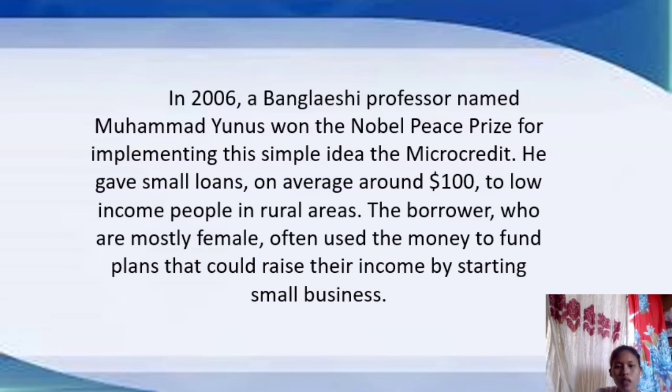Okay, so in 2006, a Bangladeshi professor named Muhammad Yunus won the Nobel Peace Prize for implementing this simple idea, the microcredit. He gave loans averaging around $100 to low-income people in rural areas. The borrowers, who are mostly female, often use the money to fund plans that could raise their income by starting small businesses.